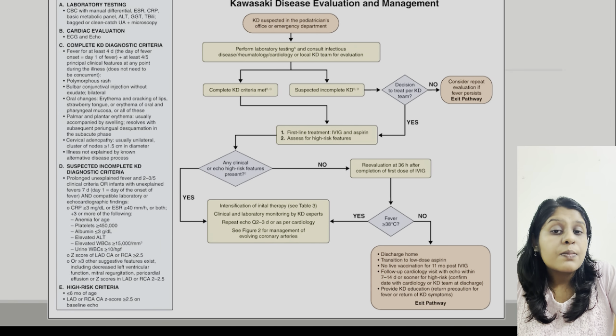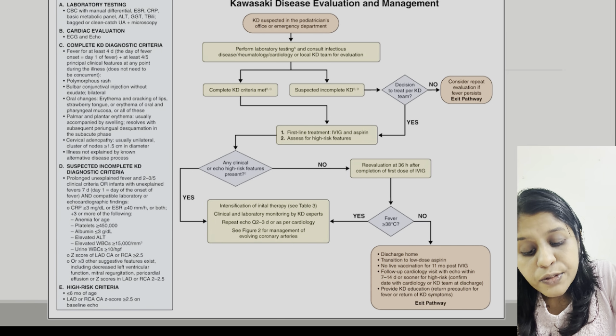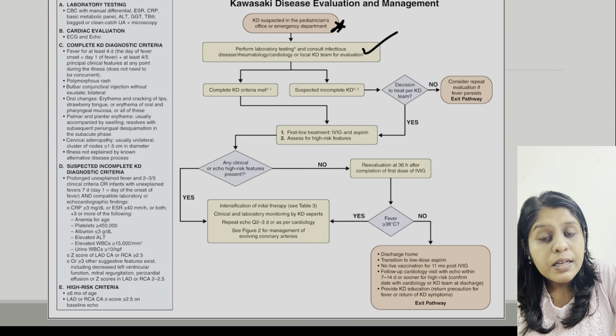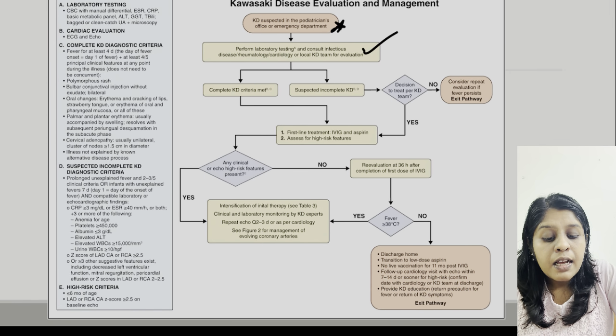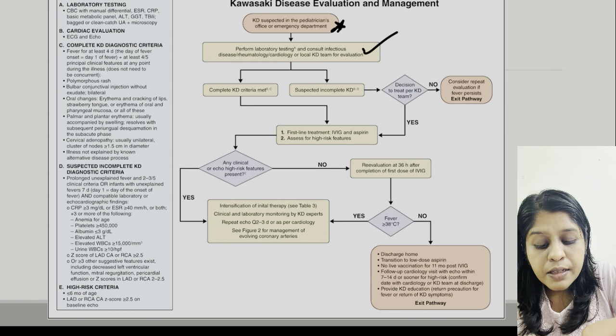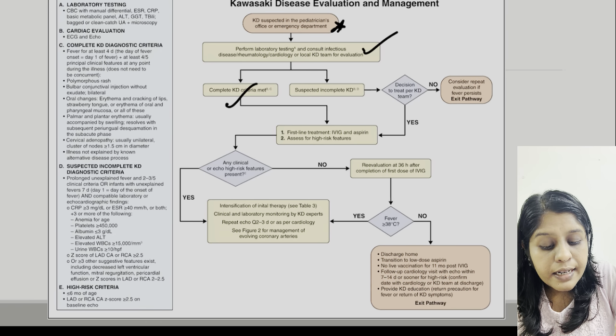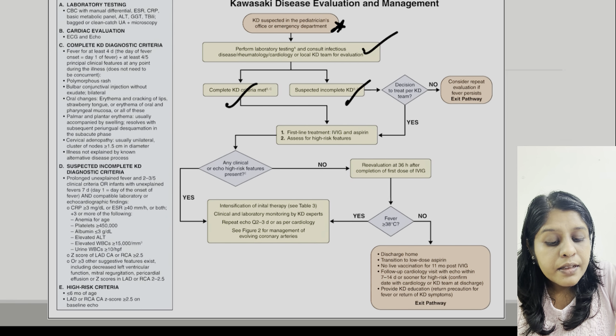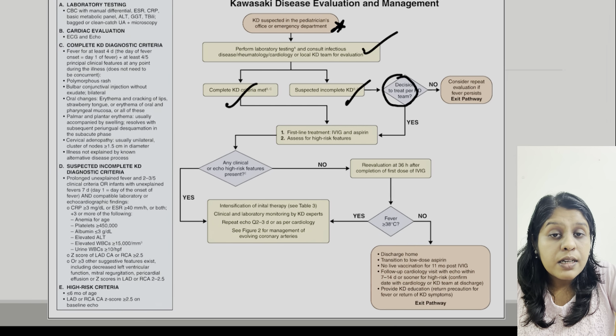If you look at this table, you will get a clear view of what all you need to learn. So if you suspect KD in the pediatric emergency department, you do the blood investigation. You evaluate for infectious disease, and you call the rheumatology, cardiology, and KD team. If it is complete KD, then you directly go to first line IVIG and aspirin. For incomplete KD, the KD team, that is the rheumatology team, will take a call whether to evaluate or not.